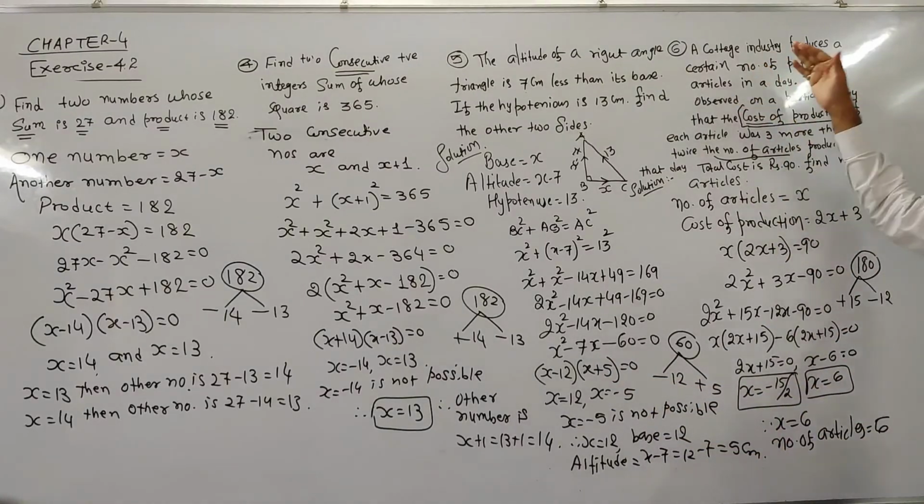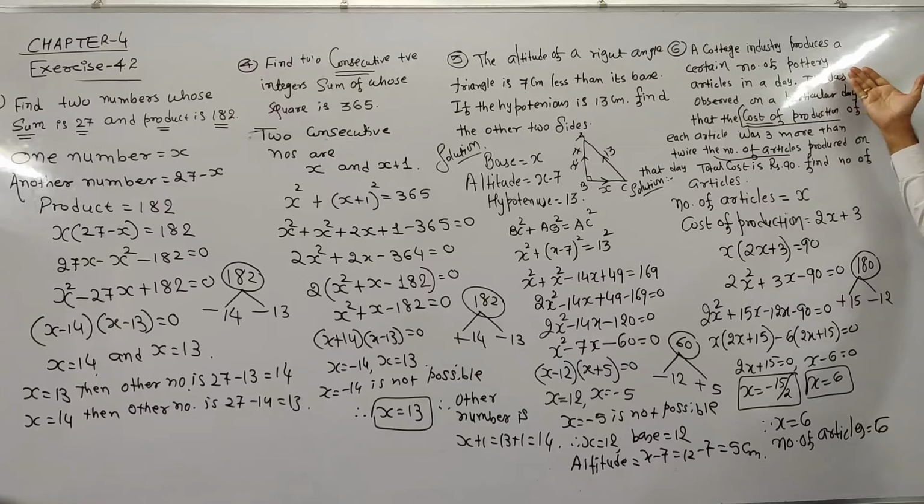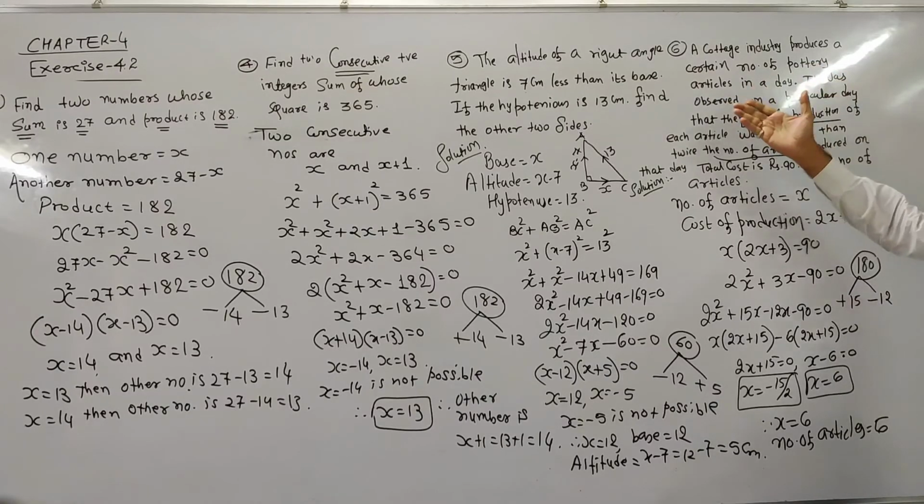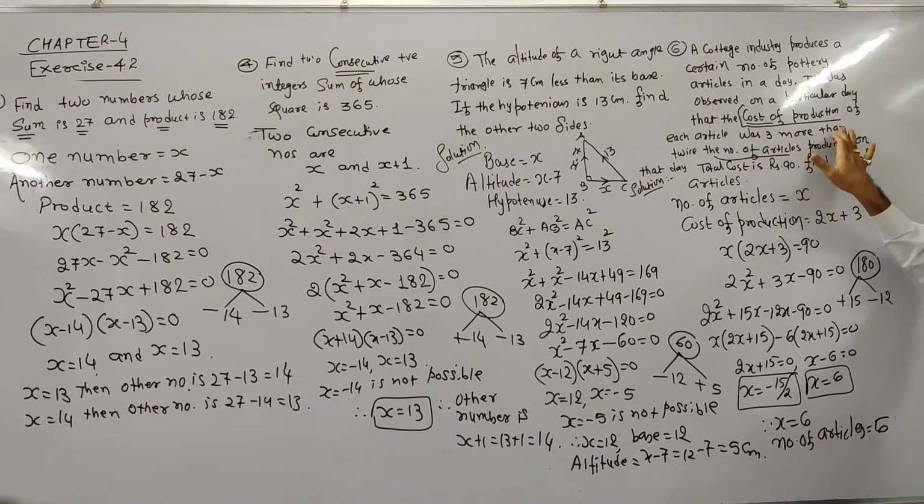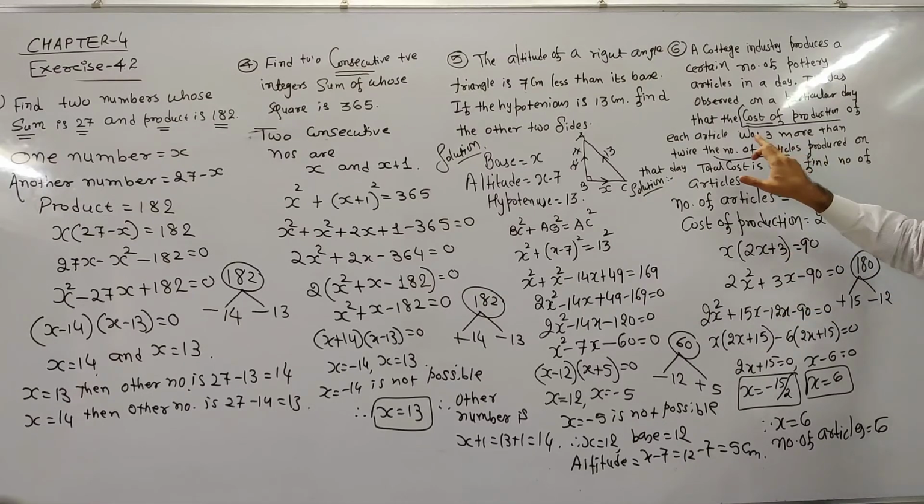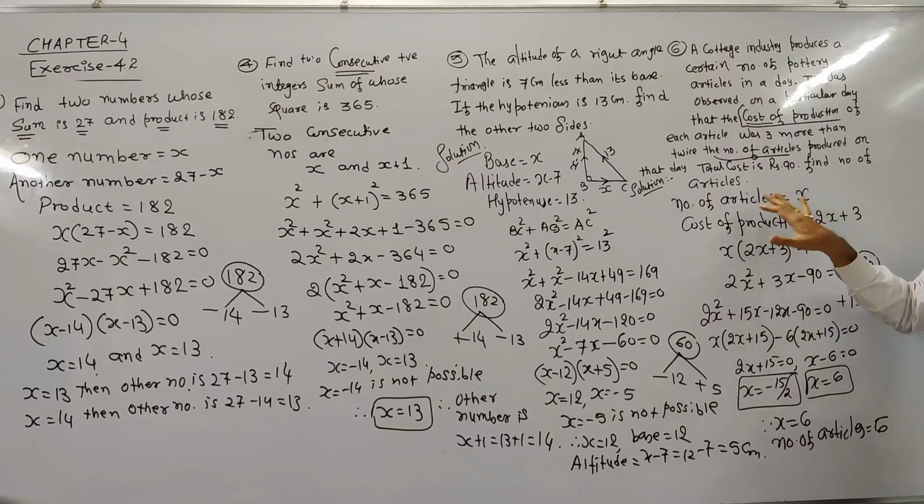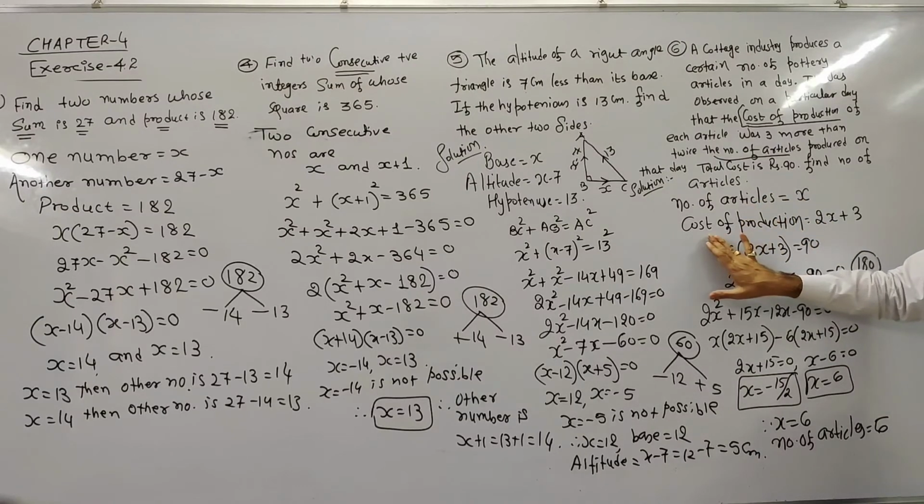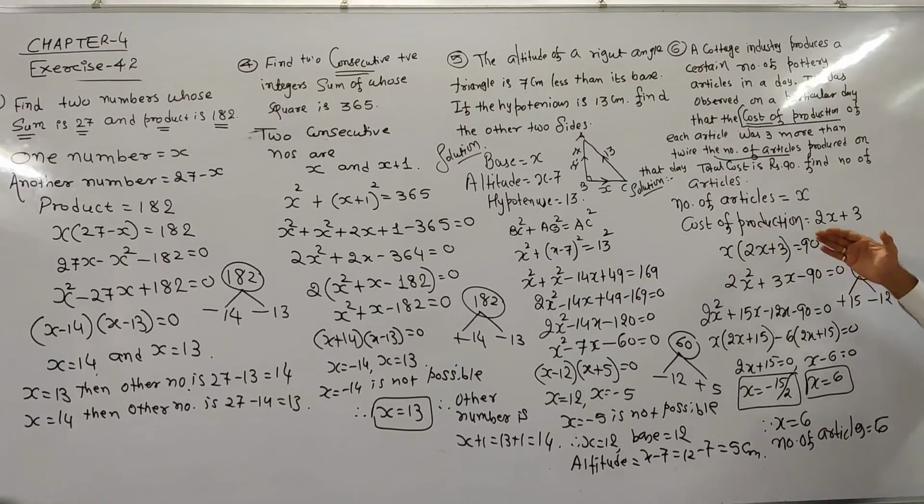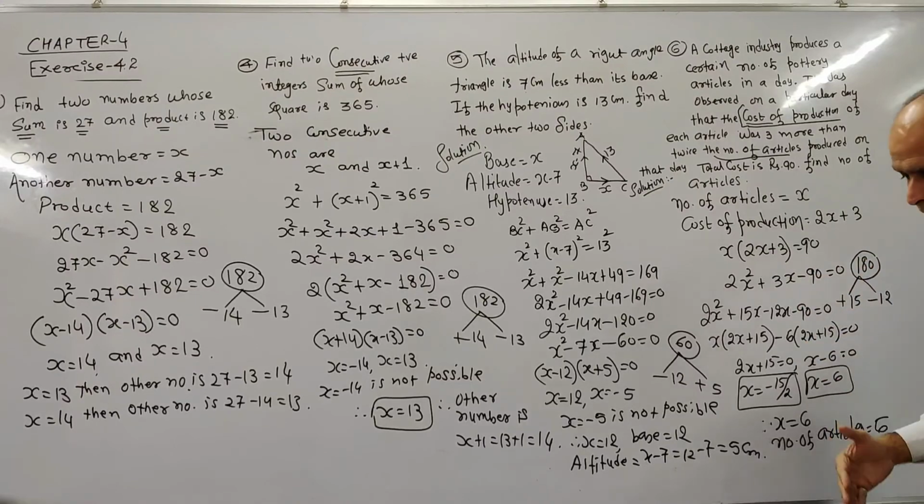Similarly, here, for the number of production of pottery articles, you have to assume x. The cost of production is 3 more than twice the number of articles, so 2x plus 3. The product of these two is 90, because the total cost is 90. Total cost means the number of articles multiplied by the cost of production of one article. Solve this equation, you will get your answer.